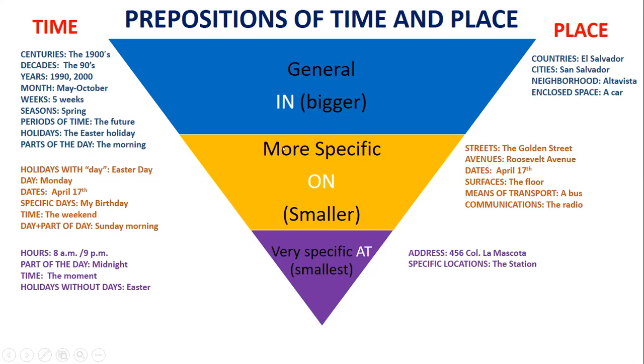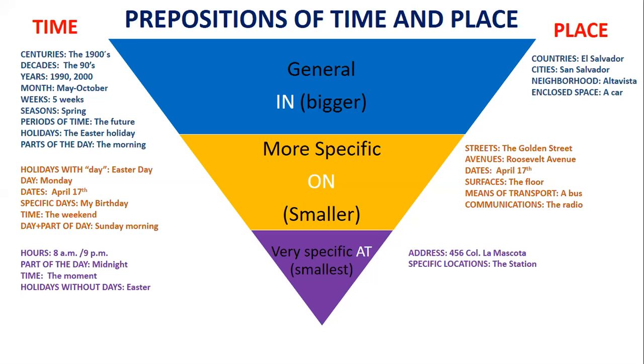We use on to talk about more specific places or more specific times or smaller places. Utilizamos on para hablar de tiempos más específicos que en el caso de in, y espacios más pequeños que en el caso de in también, ¿verdad? Así decimos, on Easter day, right? Cuando utilizamos la palabra day, por eso dice holidays with the word day. On Monday, ahí estamos hablando de un día más específico, ¿verdad?